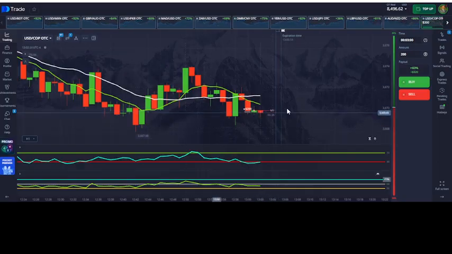So all of these three confluences, the cross, the signal line below the 30 line here, and the RSI line below the 50 line, suggest a continued bearish momentum to the downside over the next 3 minutes. So let's monitor this trade and wait for the expiration at the end of the 3 minutes.